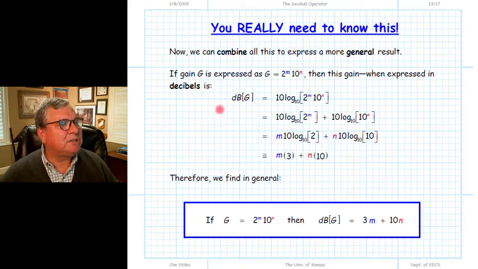And so we have a situation now where if we have gain expressed in this way, we can determine its value in decibels by simply taking 3 times the value of m and 10 times the value of n.